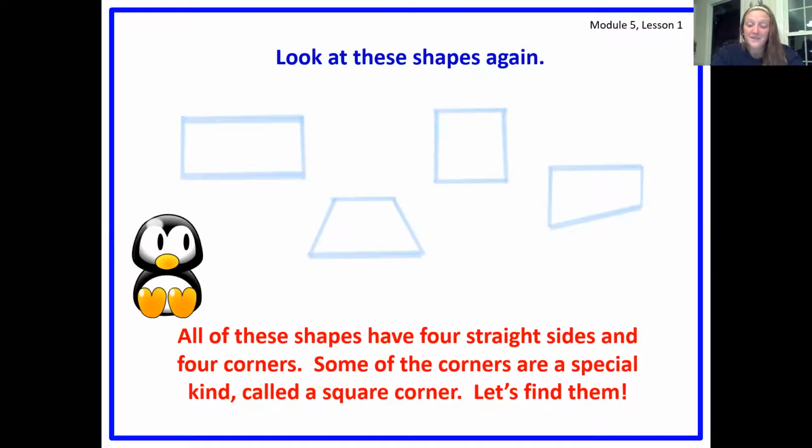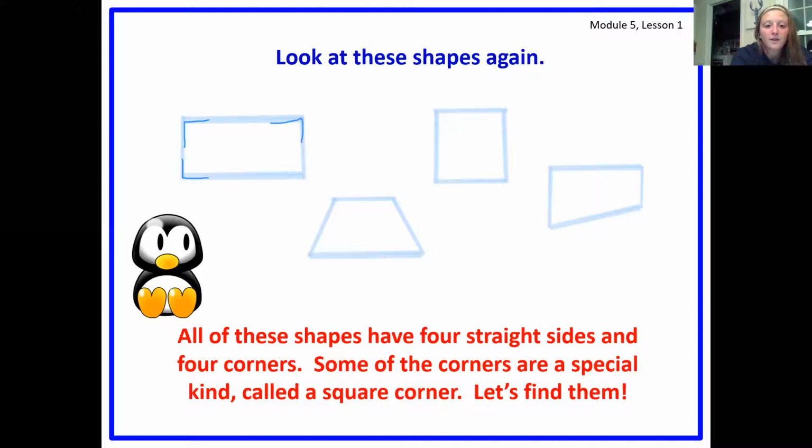Okay. So after you've made some of yours, you can see all these shapes have 4 straight sides and 4 corners, but some of the corners are a special kind and they are square corners. So let's find them. Square corners are lines that look like this. This one is a square corner. This one is a square corner. These ones are all square corners.